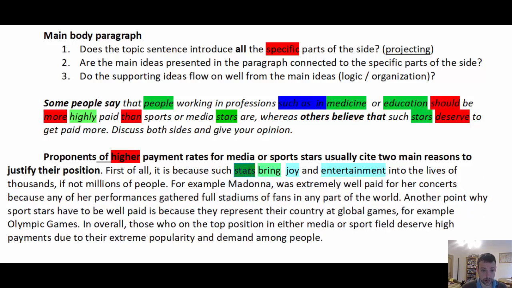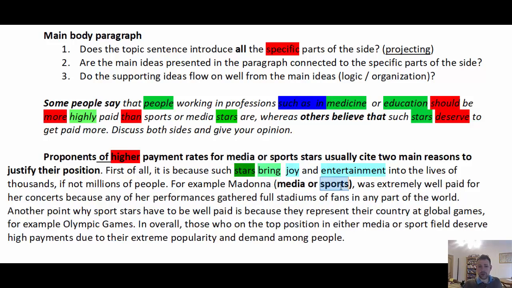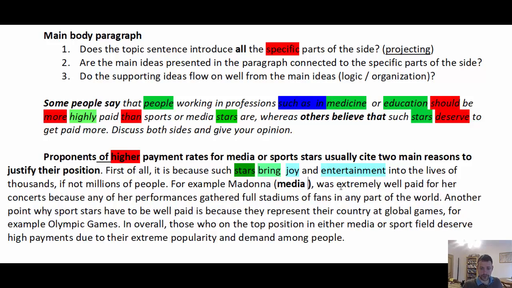So Madonna, is Madonna an example of a star? Well, we've got here such stars. So we have to go back and say media or sports. So I'm going to copy and paste that next to Madonna. Is Madonna a sports star? No. So is she a media star? There's a little bit of a question mark there. She's a singer. Is a singer a media star? Now, I think with the president, everyone would agree that's really not a sports or a media star. Perhaps nowadays they're becoming more like that. But yeah, it's just not a safe one.